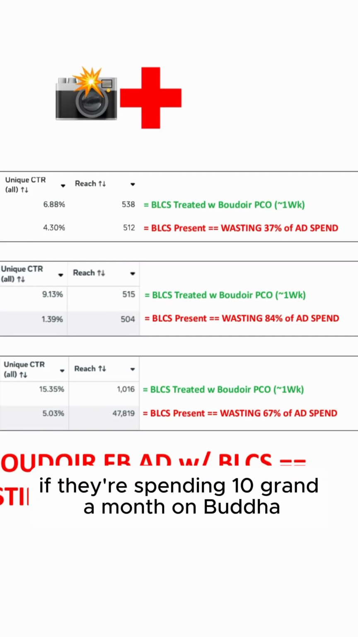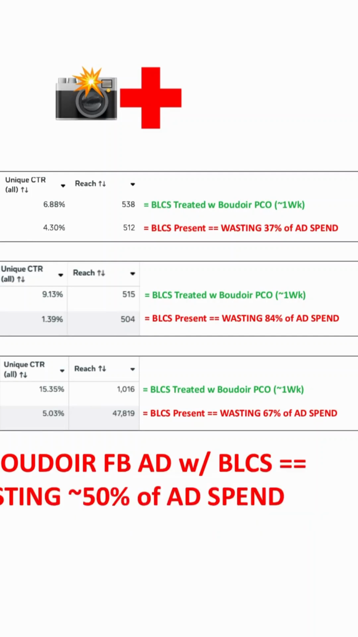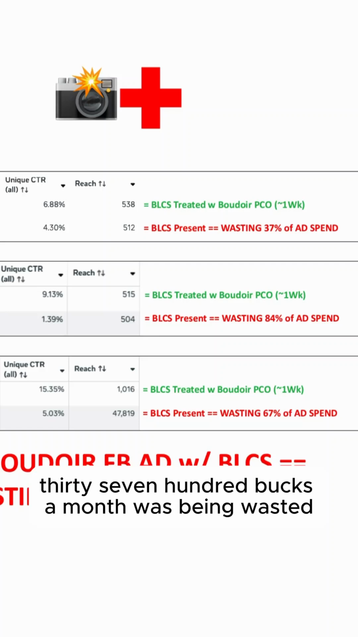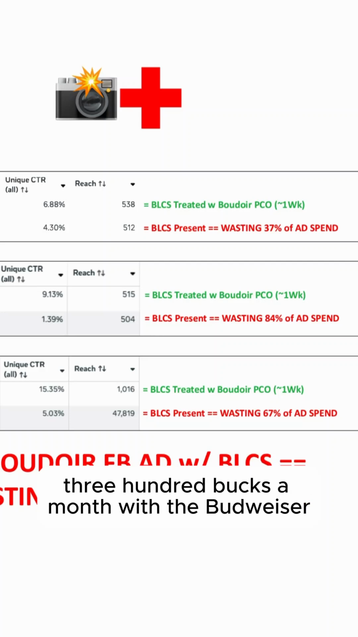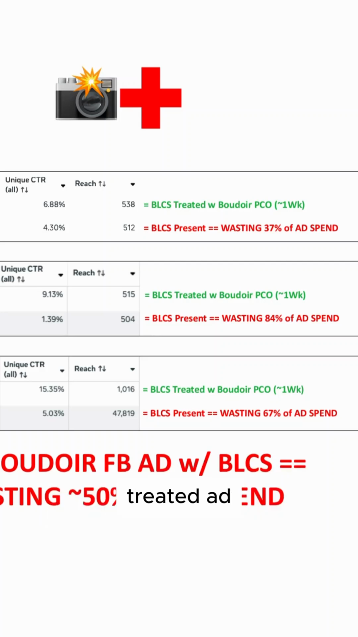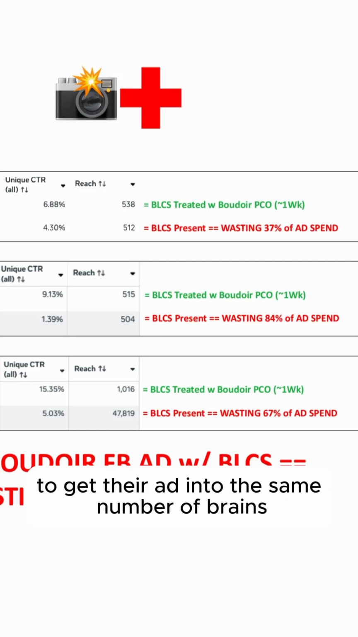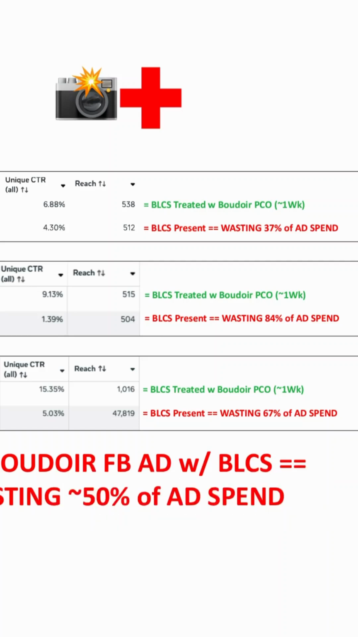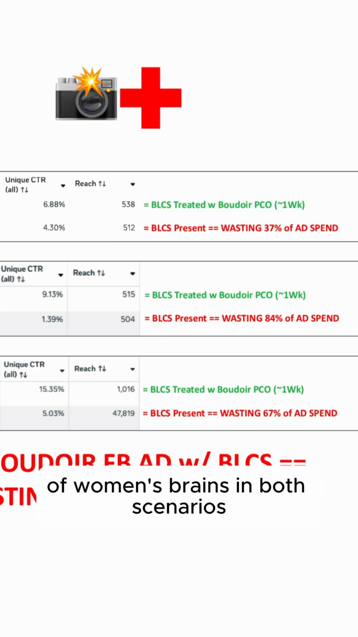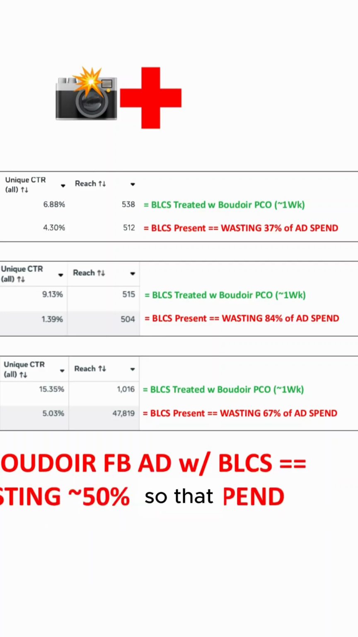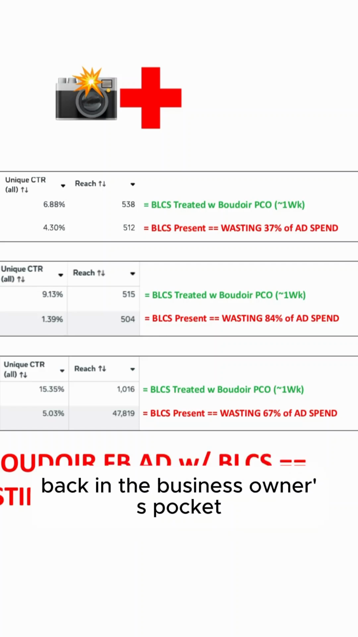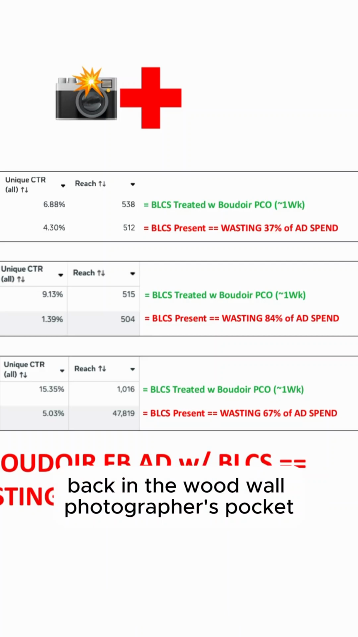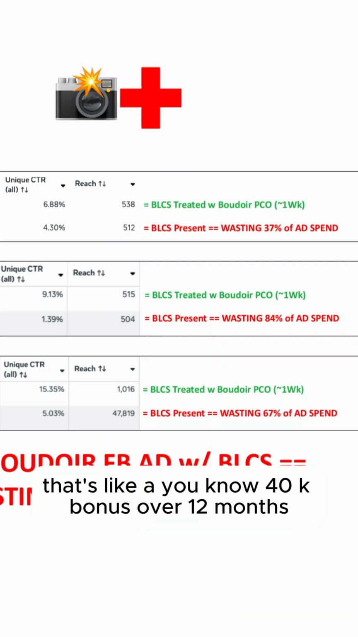So if they're spending 10 grand a month on Boudoir Facebook ads, 3,700 bucks a month was being wasted. Now they only need to spend 6,300 bucks a month with the Boudoir Pico treated ad to get their ad into the same number of women's brains in both scenarios. So we eliminate 3,700 bucks a month in wasted spend, back in the business owner's pocket, back in the Boudoir photographer's pocket. That's like a 40K bonus over 12 months.